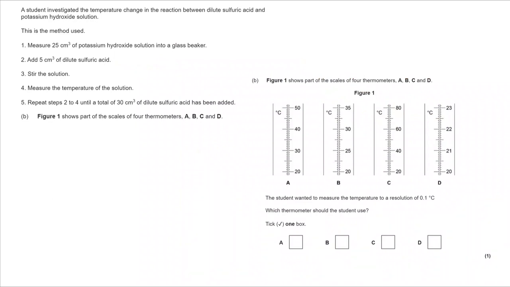So for figure 1, we've got the scales of 4 thermometers, A, B, C and D. Which of those are we going to use to measure what we're looking at here? Well, taking a look at what we've got at the moment, we want our answer to go to 0.1 degree. And if that's the case, we have to go for the thermometer that has the resolution to do that.